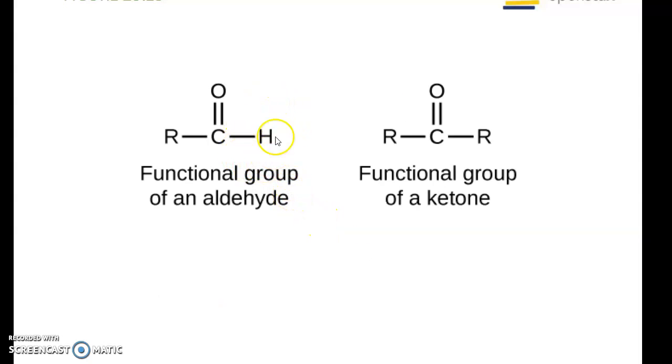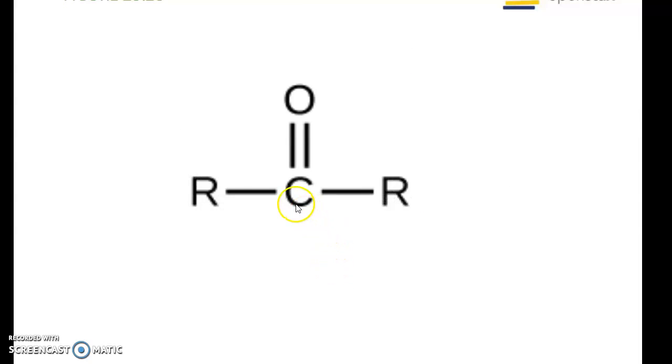And if you just have an H on one side and R means some other carbon group out this way, this becomes an aldehyde. Okay? If you have carbon groups on both sides of this one, this becomes a ketone. Okay? So this is just another figure of a ketone.